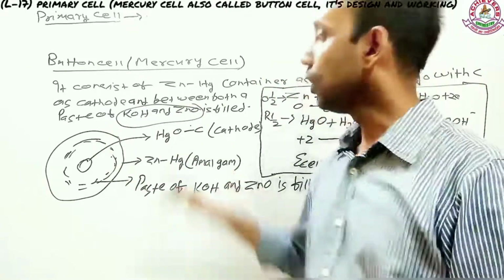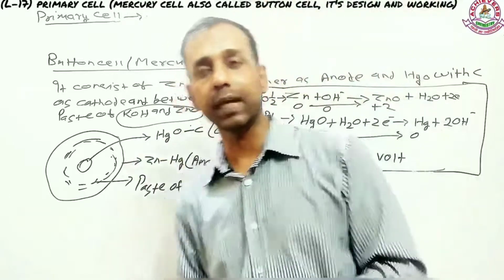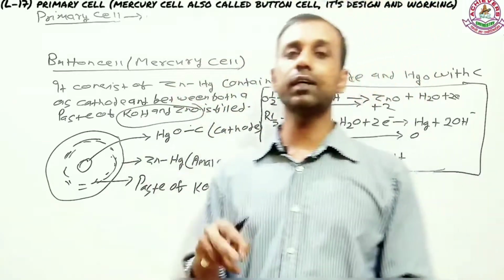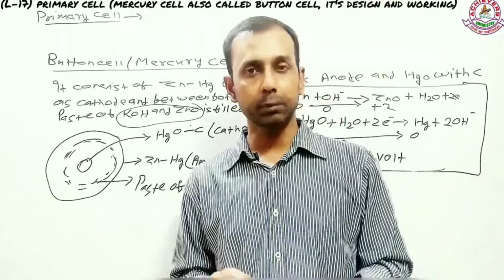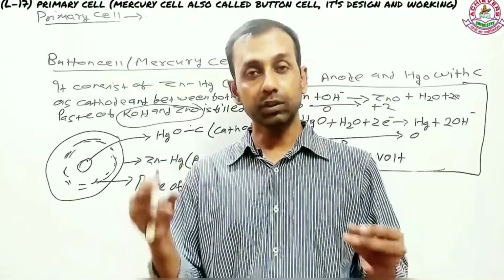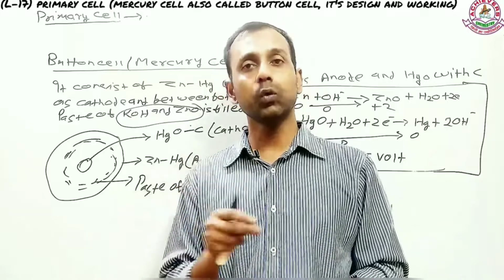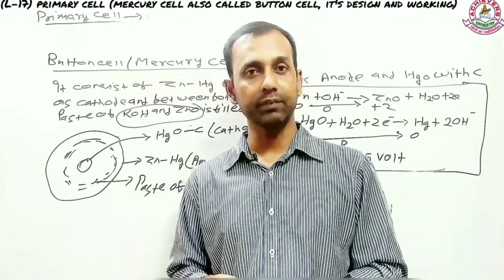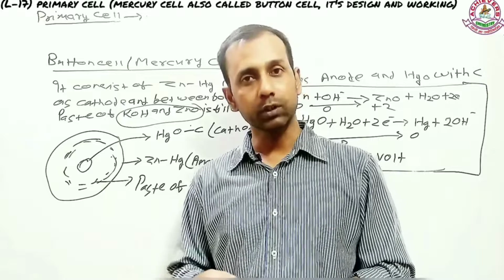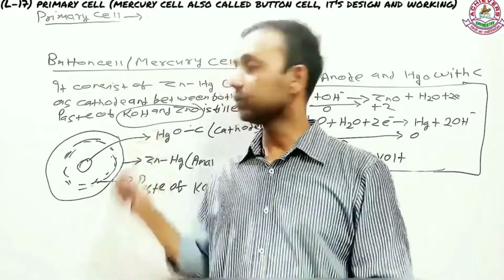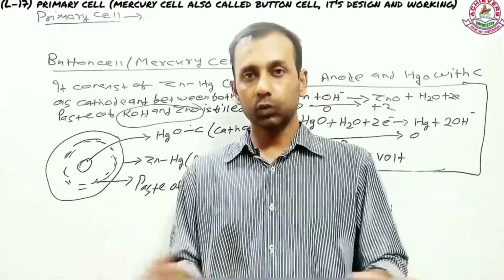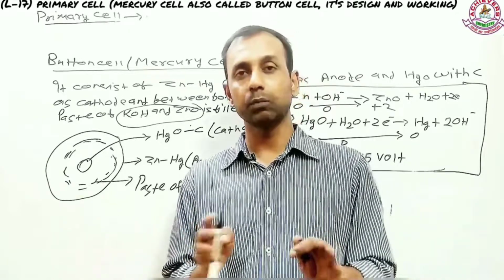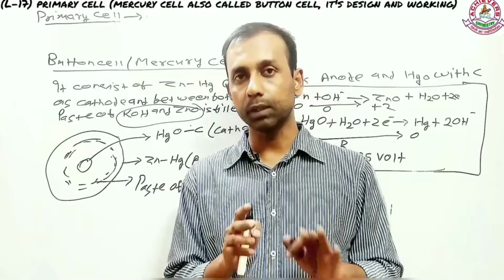Now the question is, where are these devices used? These devices have a very small potential, so they are used in wrist watches and calculators, because they do not require high voltage. So these are only suitable for low voltage electronic devices. But there is an advantage also. It produces a constant voltage. The voltage remains constant as long as it is working, so there is no need to worry about fluctuation of the voltage. This is the advantage of the mercury cell.